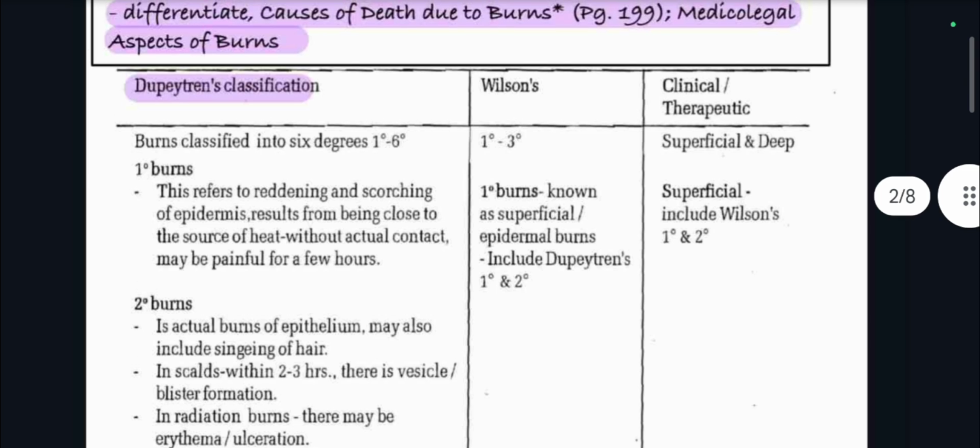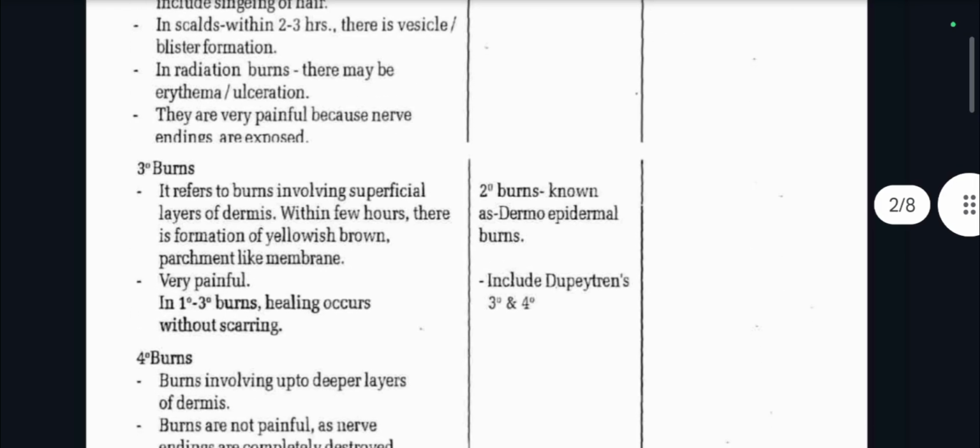So quickly revising: primary burns, reddening and scorching of epidermis, results from being close to the source of heat and may be painful for few hours. What about secondary burns? What are the buzzwords? Actual burns of epithelium, singeing of hair, scald formation within 2 to 3 hours, vesicle or blister formation. If radiation burns, then there may be erythema and ulceration, and very painful. Why? Because nerve endings are exposed. In tertiary burns, we have superficial layers of dermis, then yellowish brown parchment-like membrane, very painful, and your primary to tertiary heals without scarring.